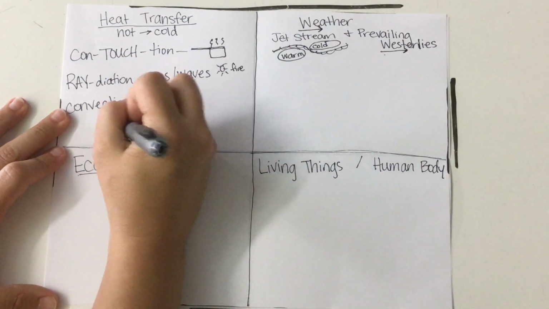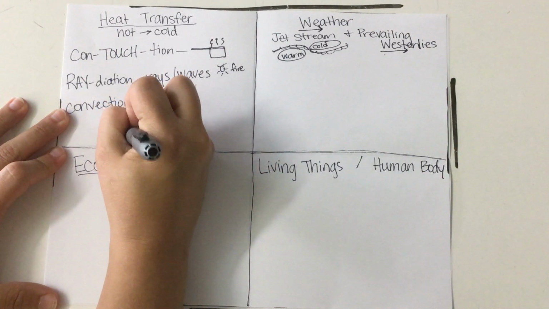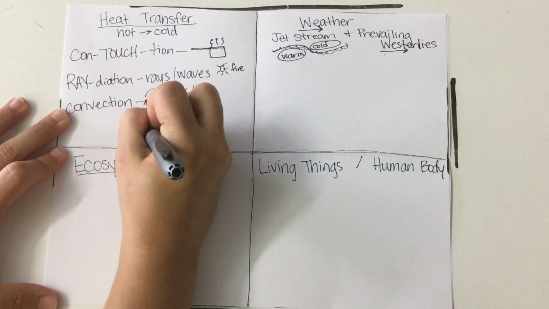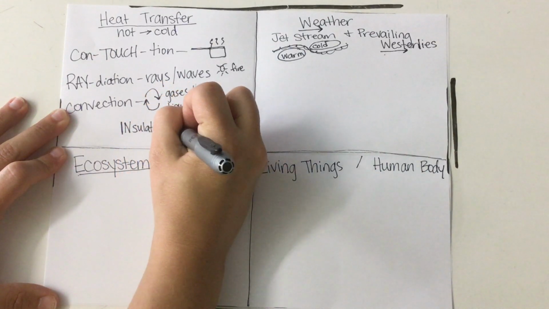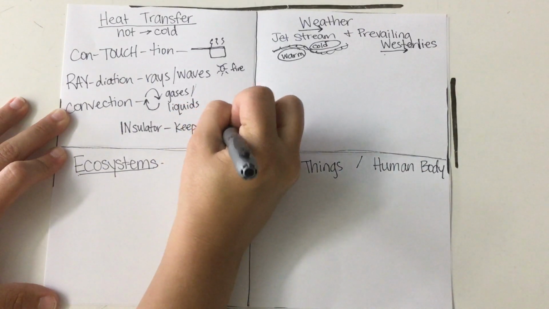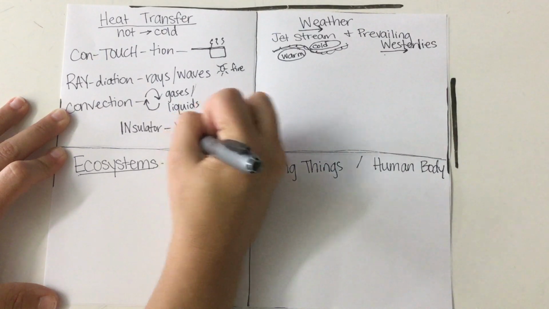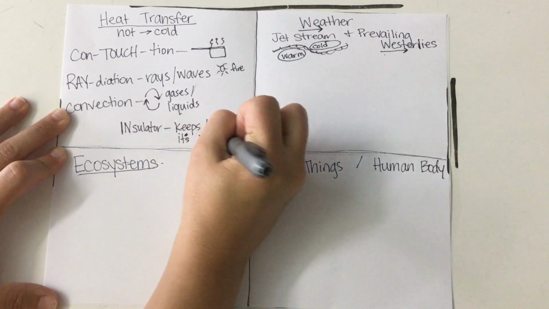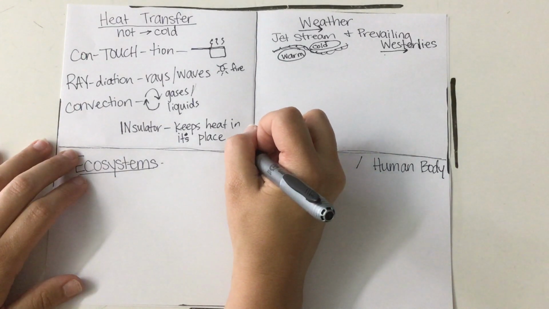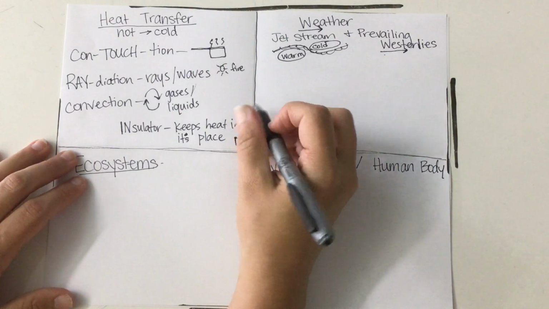And then the last thing that you guys need to have for heat transfer is the job of an insulator. An insulator keeps the heat in its place. So, for example, a coffee cup is made of ceramic.